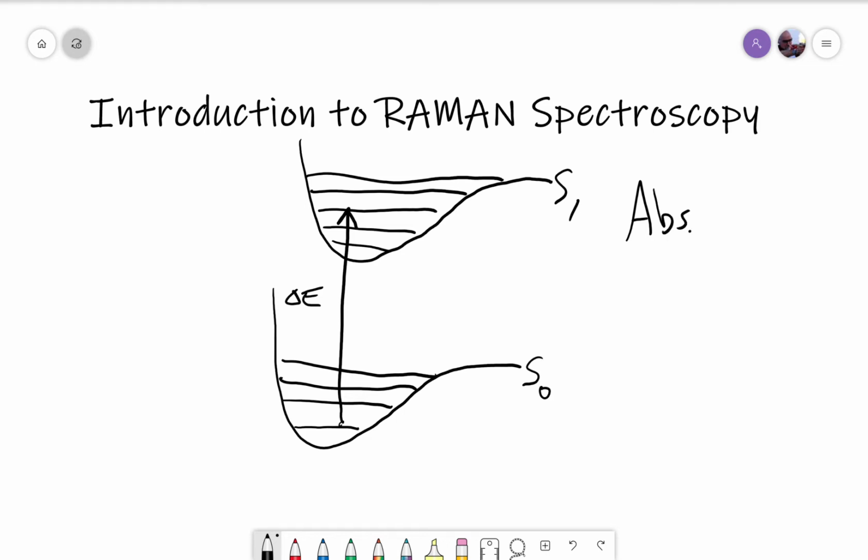We also talked about emission, in which the photon would be emitted when the energy of the bond went from a higher excited state to a lower excited state. We could use both of these in quantitative analysis for quantitation using Beer's law.